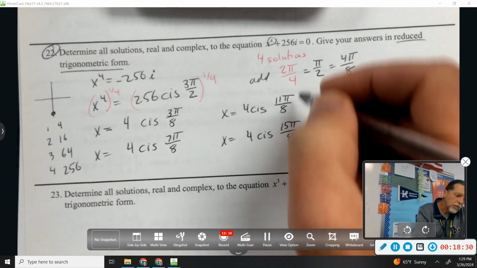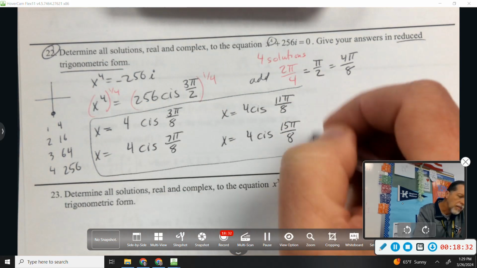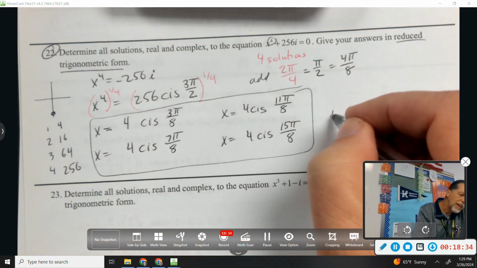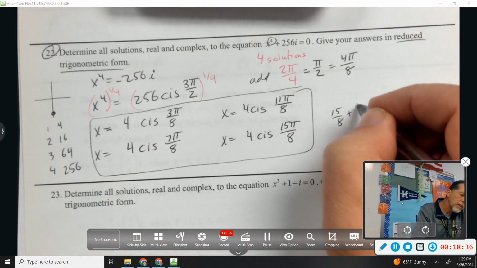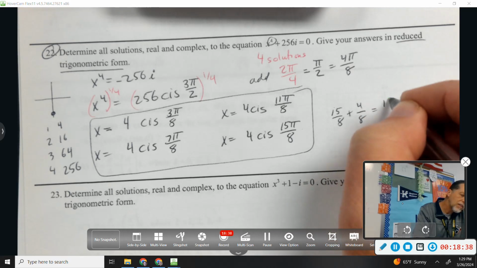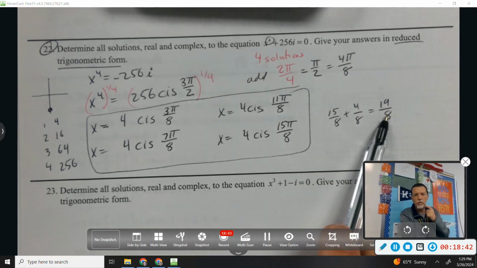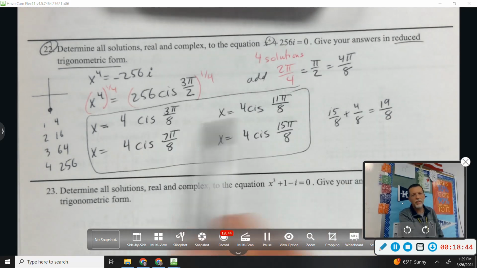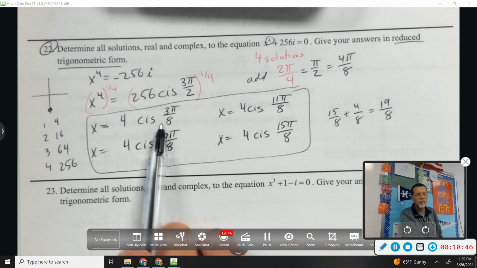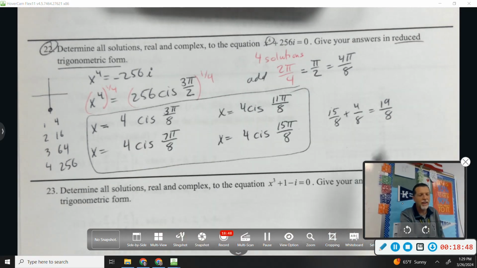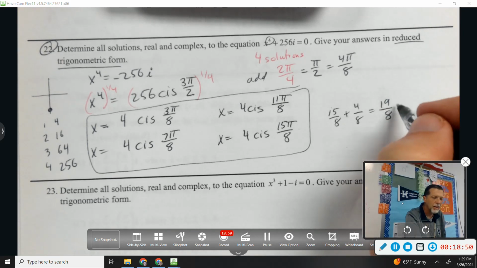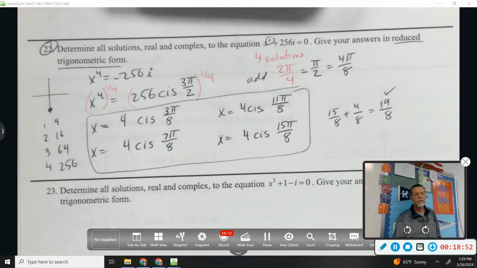That's 4 answers, so I should be good. If I do go one more, 15 eighths plus 4 eighths is 19 eighths, which is 3 eighths past 2 pi, so that's coterminal with my first answer. So again, I like to go one past just to confirm that I did that right.